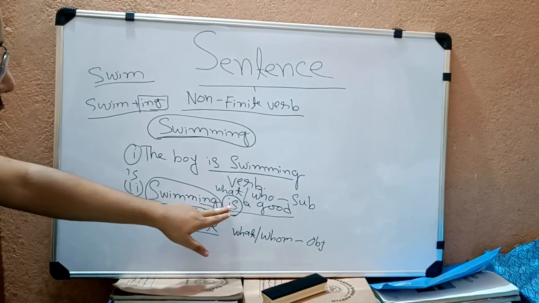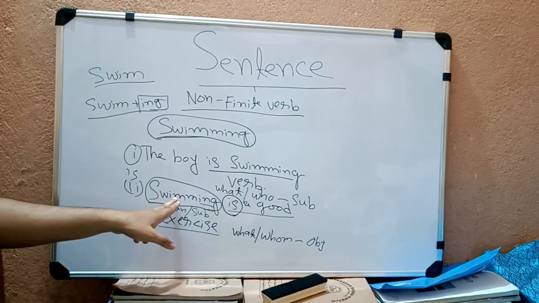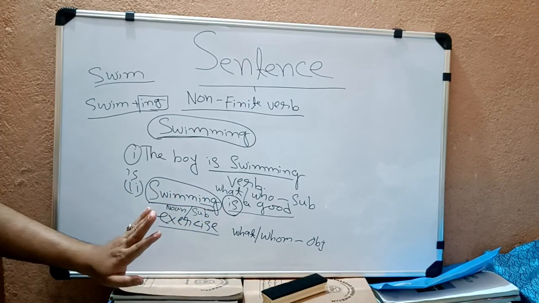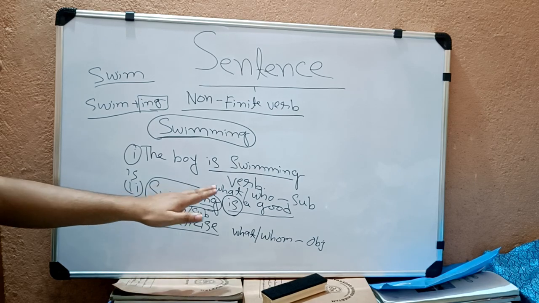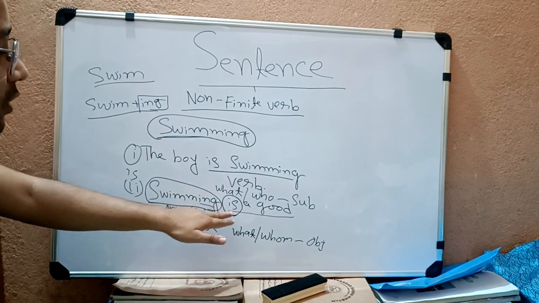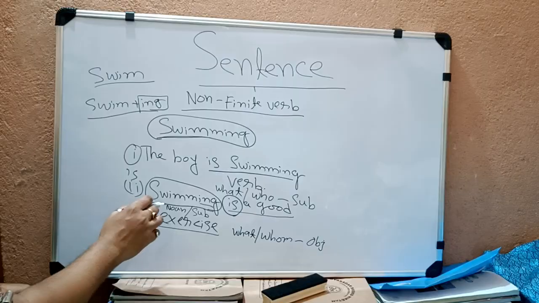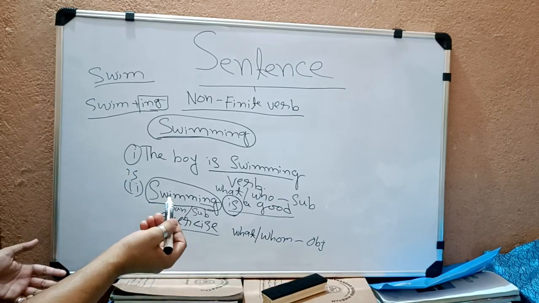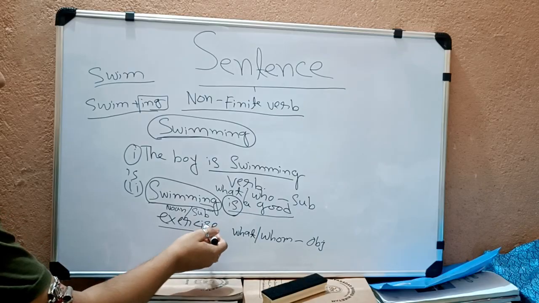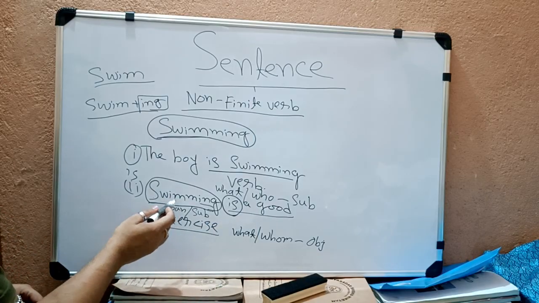But before the auxiliary verb, there is a main verb. So there will be no sentence where we can use swimming as the beginning of a verb, and after the main verb there is the auxiliary verb. So there is no doubt that this is not a verb. So what is this? We can question it: what is a good exercise? Then we can find the answer: swimming.